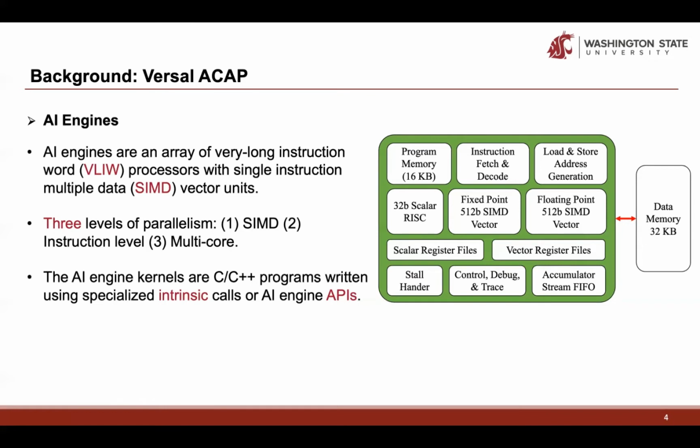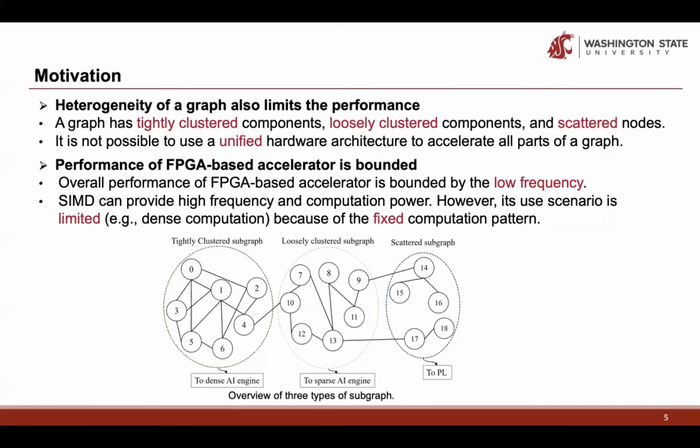For the AI engine array, C or C++ programs are executed on those AI engines, which are written using specialized intrinsic calls or the AI engine API. Next, I will talk about the motivation.